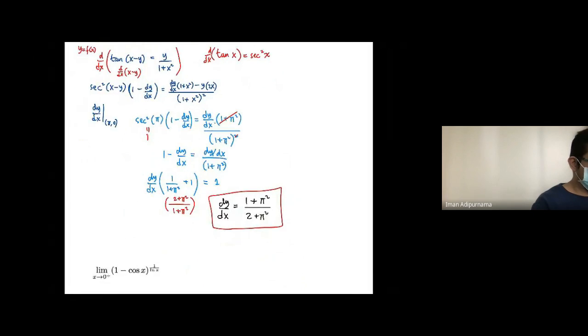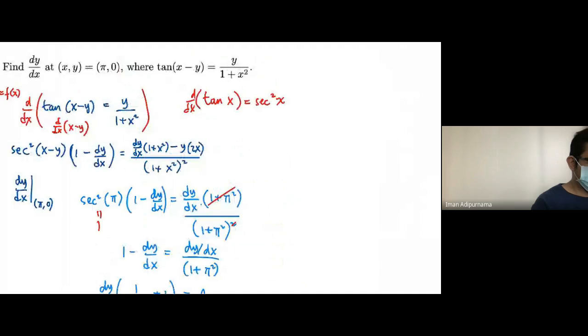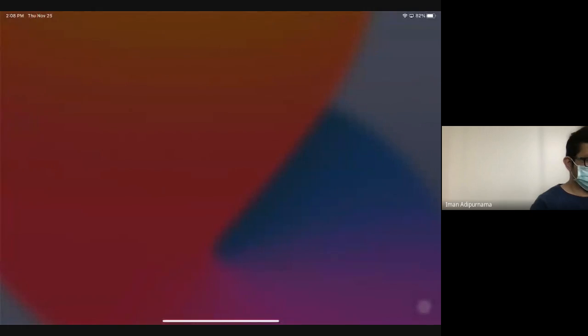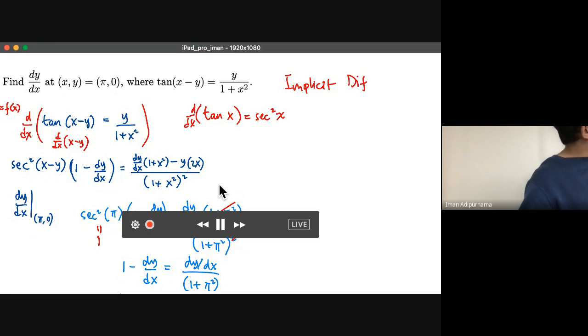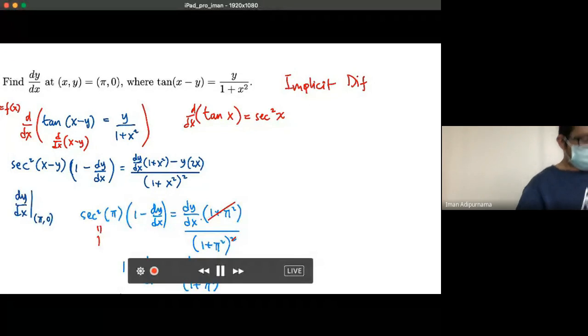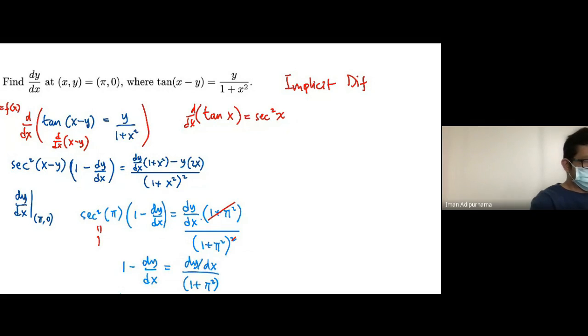That's the implicit derivative. Okay, so let me write here: this is implicit differentiation.